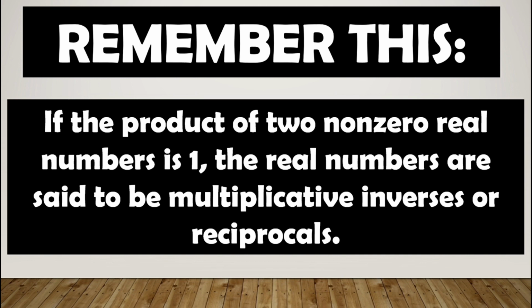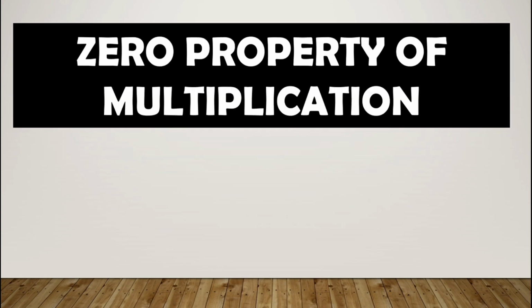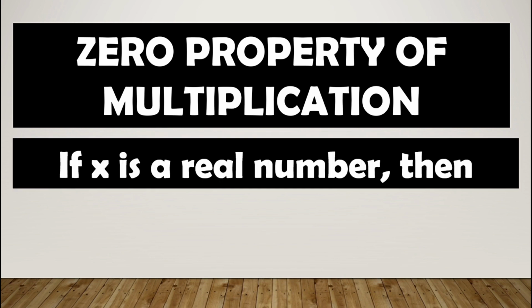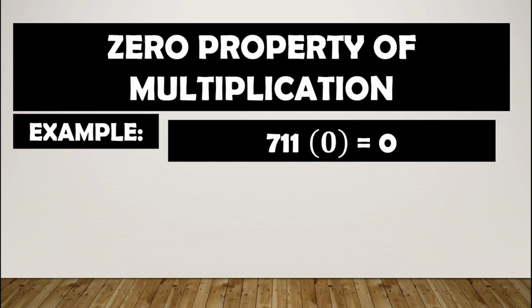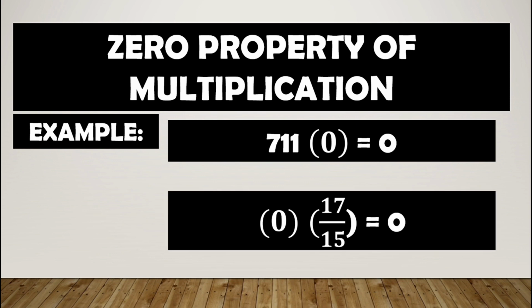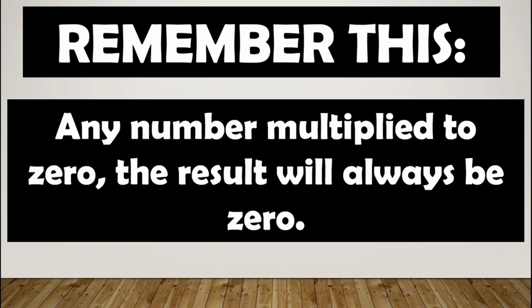inverses or reciprocals. Zero property of multiplication. If x is a real number, then x times 0 is equal to 0. Example, 711 times 0 is equal to 0. 0 times 17 over 15, again, the product is 0. Remember this. Any number multiplied by 0, the result will always be 0.